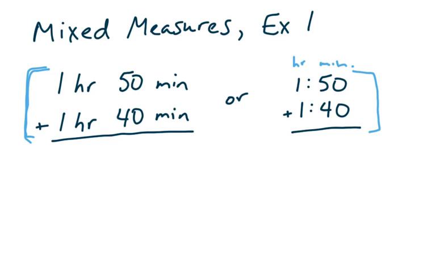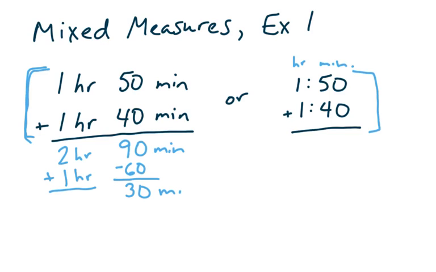So we'll add our minutes first. 50 minutes plus 40 minutes is 90 minutes. 1 hour plus 1 hour is 2 hours. Okay, so now what do we need to do? Well, 90 minutes is longer than an hour. So we'll need to subtract 1 hour of minutes. 90 minus 60 is 30, and add 1 right over here. And that gives us 3 hours and 30 minutes. All right.